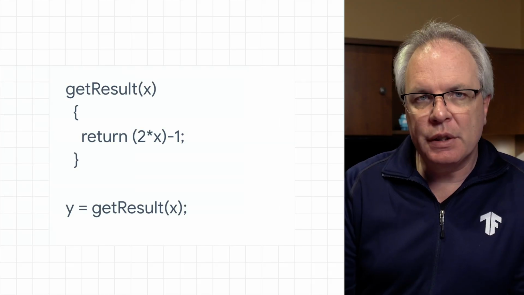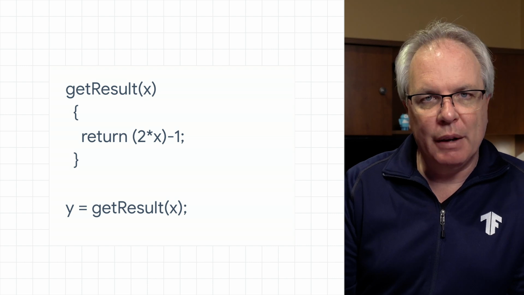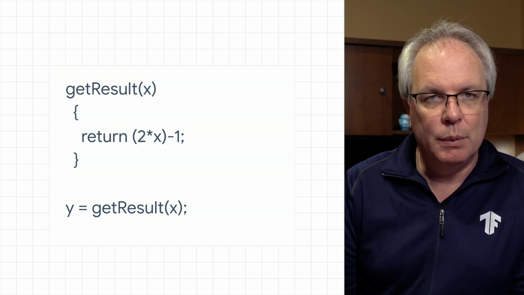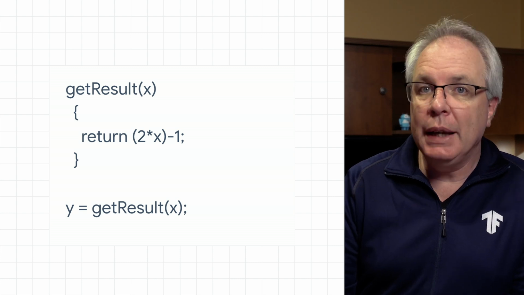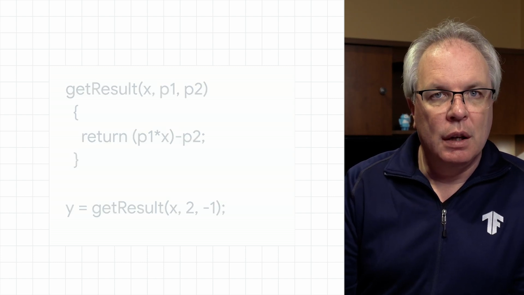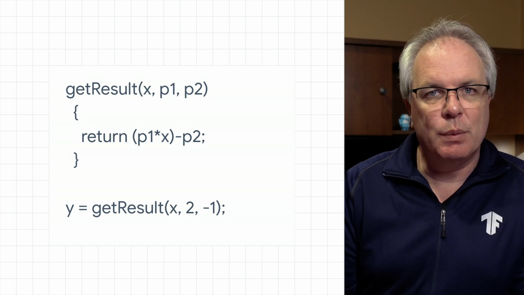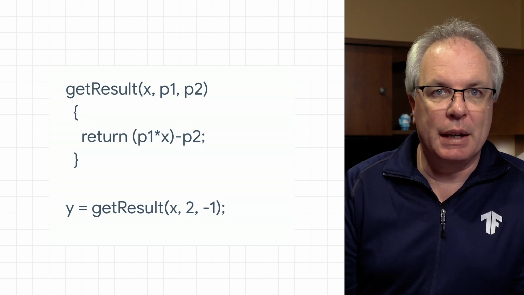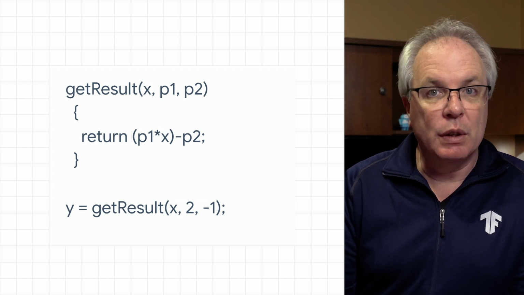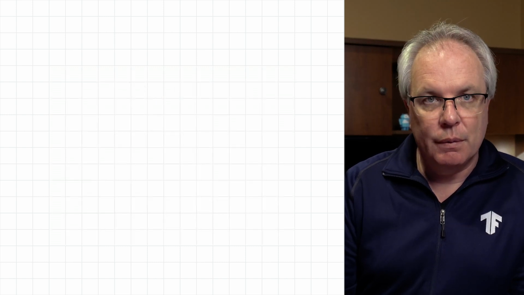So if we go back to traditional programming for a second, you might write a function like this, getResult x to return 2x minus 1, and it would work. But it would only ever return 2x minus 1 because it's hard-coded to do so. You could generalize the function like this, where you pass in the parameters 2 and minus 1, and now the function will return 2x minus 1, and if you wanted to use other values, you could do so.